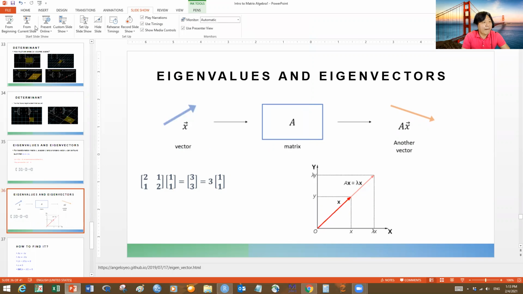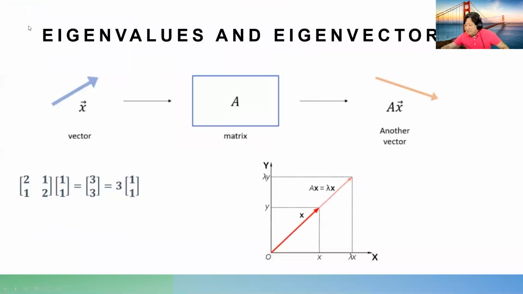So here, x is the original vector, and after it is transformed by multiplying by a matrix, it will be like this. These two, the original vector and the transformed vector, are on the same line, and that is the eigenvalue, and this x is the eigenvector.